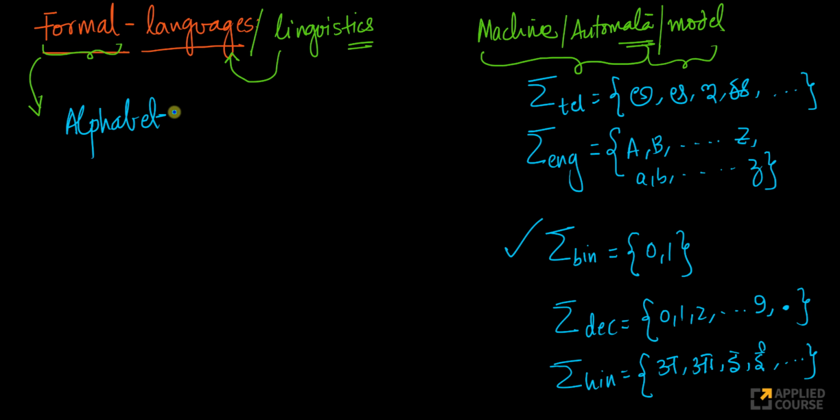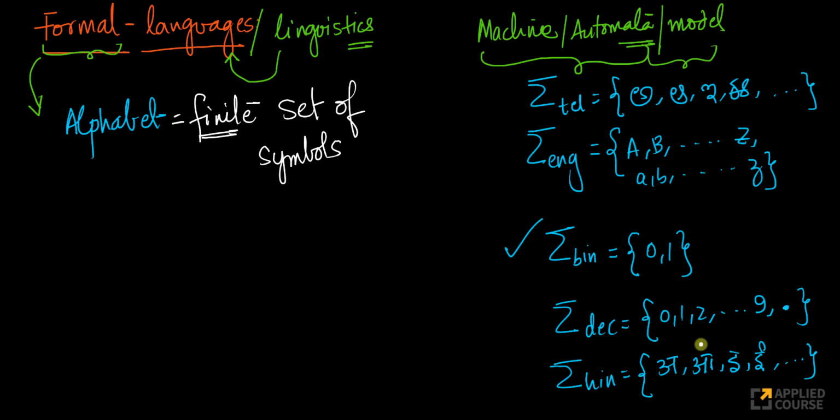So you can think of an alphabet. What is an alphabet? Very simple. An alphabet is a finite set of symbols. That's all there is. Why does it have to be finite? You can't have an infinite number of symbols that you're using. It has to be a finite set.